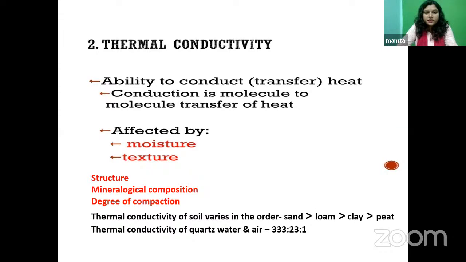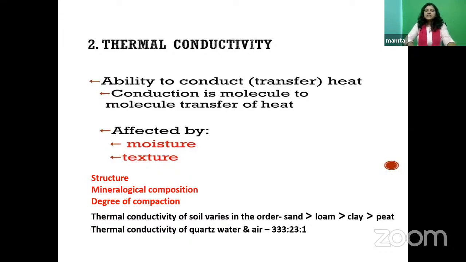It is affected by moisture, texture, structure, mineralogical composition, and degree of compaction. We will discuss it later on, one by one. From an exam point of view, these two lines are very important: the thermal conductivity of soil varies in the order sand, followed by loam, clay, and peat.